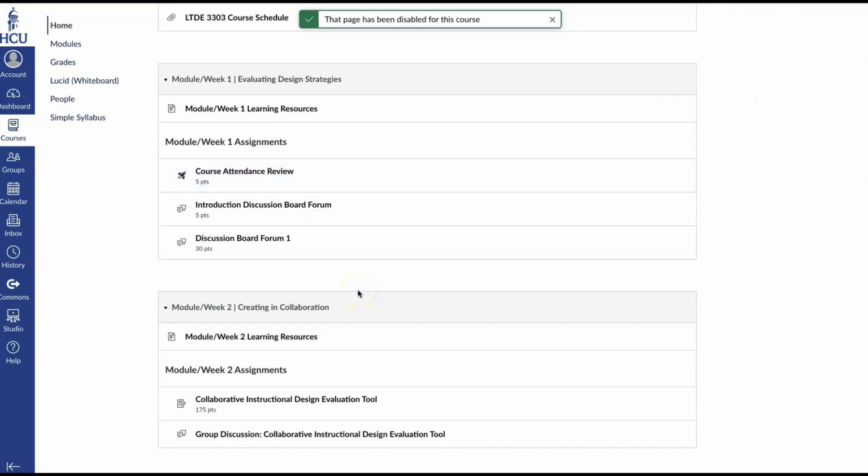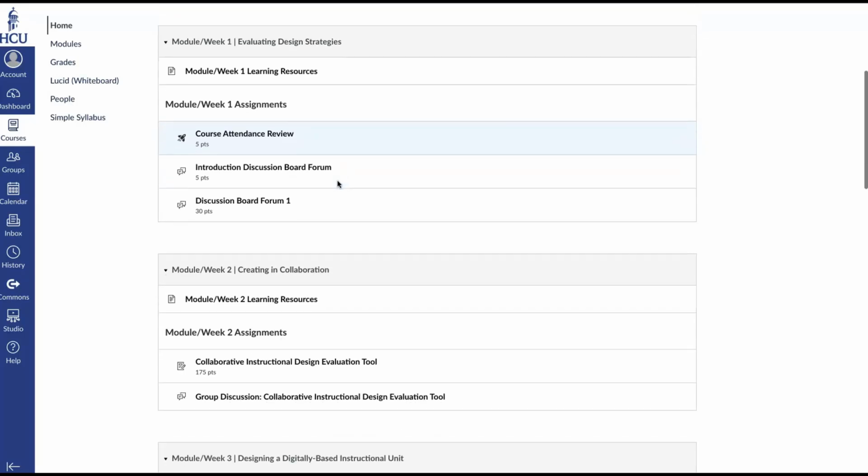Now let's look at the assignments for Module Week 1. We've already discussed the course attendance review, which is due on Wednesday of Module Week 1. I encourage you to complete this course attendance review as quickly as possible. Additionally, you'll want to engage in the Introduction Discussion Board Forum as a means of beginning to build a sense of community with your online classmates.